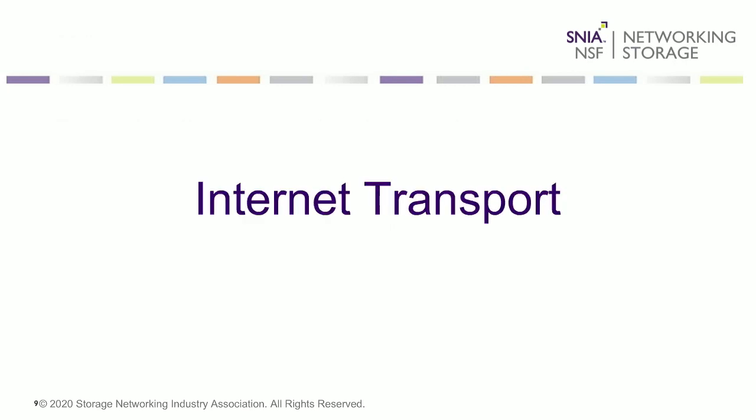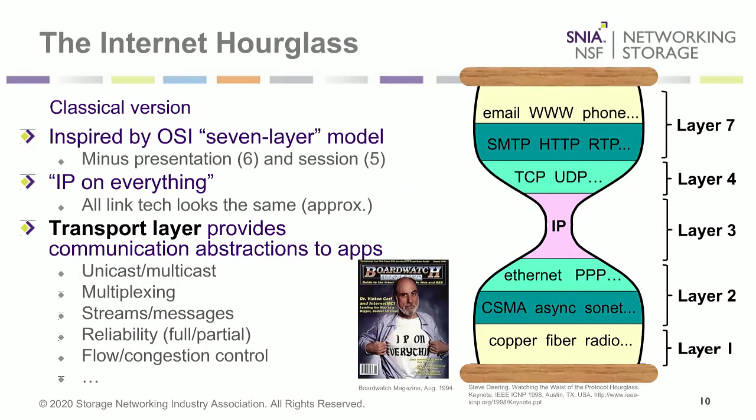Right. So what do we mean? What do I mean when I say internet transport? For those of you who are not internet transport people, this is sort of the internet hourglass. Depending on when you went to college and took your networking class, you might have seen this hourglass. This is inspired by the OSI 7-layer model. The internet omits a few of those.